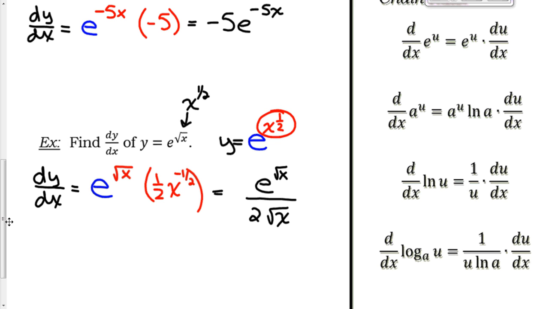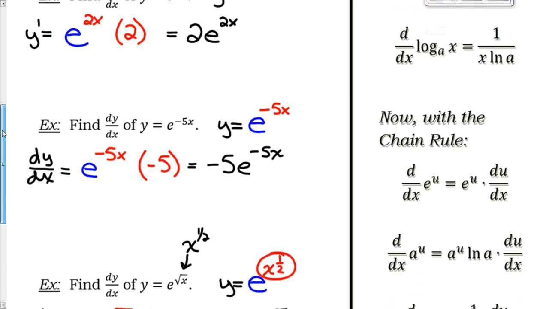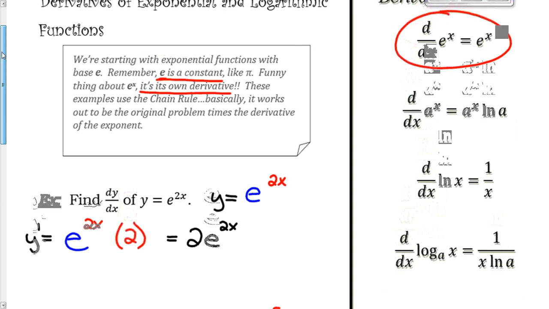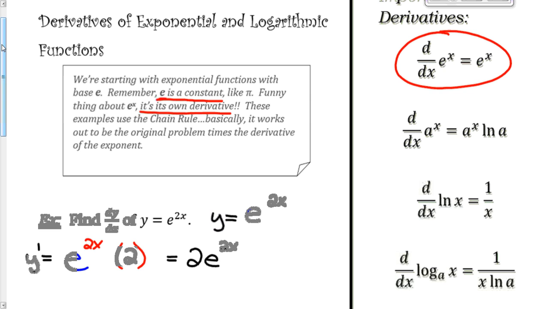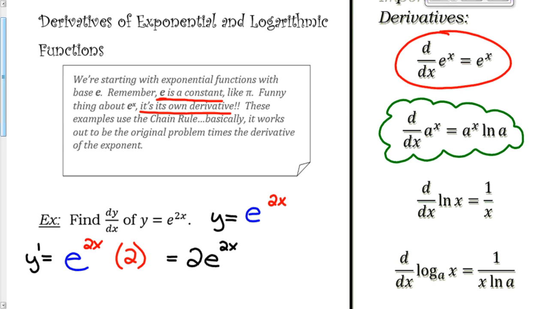The next one that we're going to look at is no longer e raised to a power, but it's going to be a number raised to a power. So on the next page, this is the derivative that we're going to be looking at. Something like 2 raised to the x. And that derivative is going to be the same thing. So if I had 2 raised to the x, the derivative would be 2 raised to the x times the natural log of 2, whatever that base is.